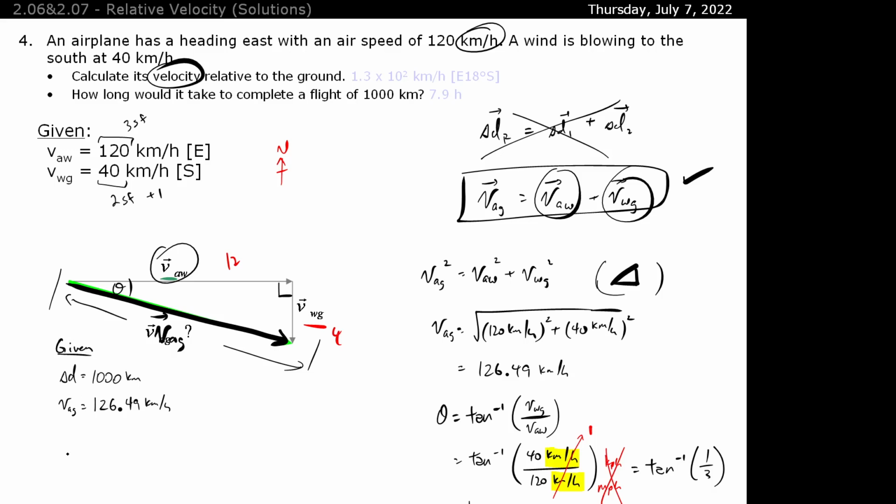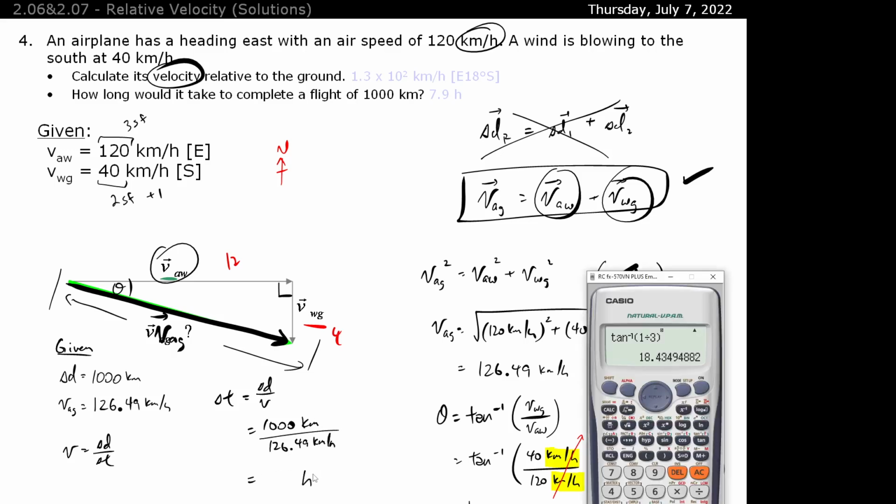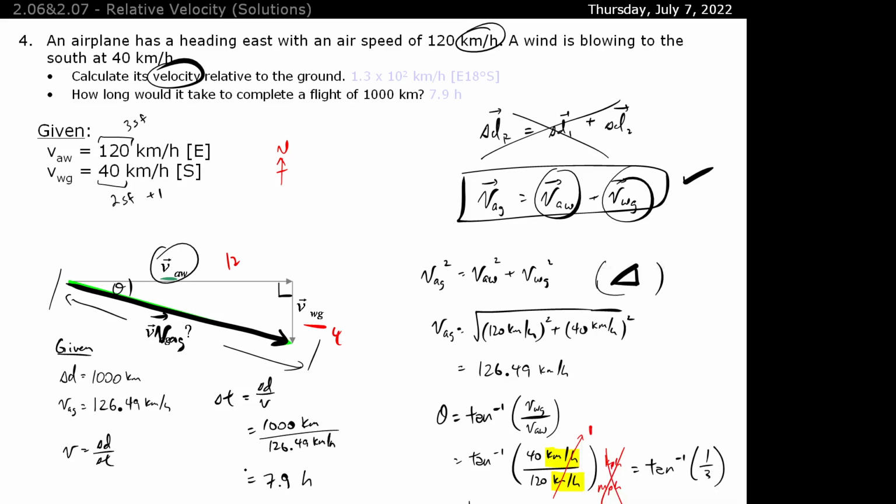We know that from our most generic of kinematic equations, velocity is equal to displacement over time. So we try to isolate for time, and time is equal to displacement over velocity. So 1,000 kilometers divided by 126.49 kilometers per hour. Kilometers divided by kilometers per hour will give you hours, and the rest of it, we just need our calculator for this. So 1,000 divided by 126.49, and we'll get 7.9 hours. Two significant figures. Nice.